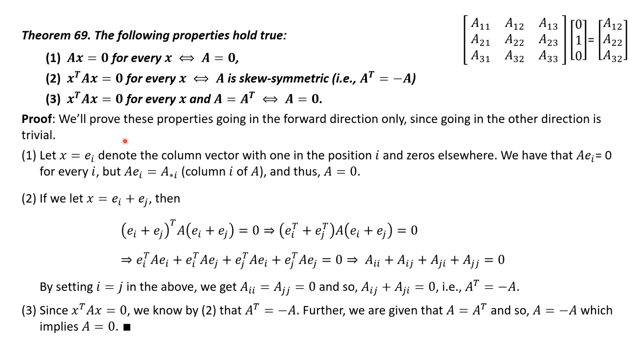Then the third one: we were given 2 properties here, this and that A equals A transpose. So since this is true, we know from the second part of the theorem, which we've just proven, that A transpose equals minus A, and we're given that A equals A transpose. So A equals minus A, and that can only be if A is 0. So that gives us the third part of the theorem. And as I say, you need to prove it in the other direction, but that's easier, so I'll leave that as an exercise.